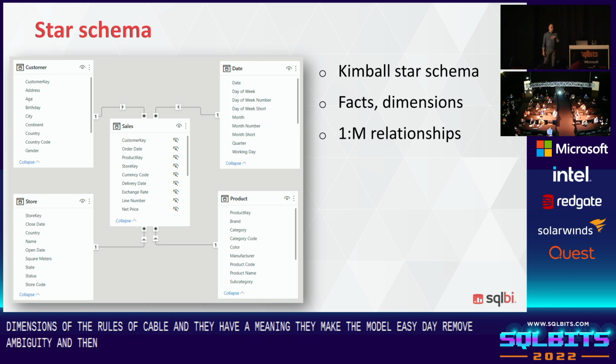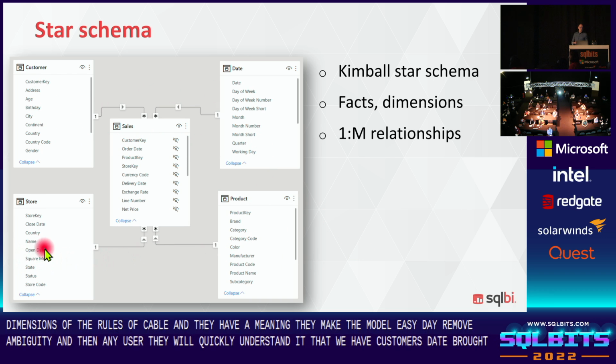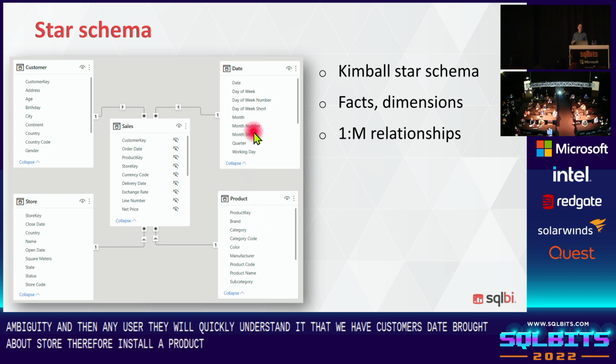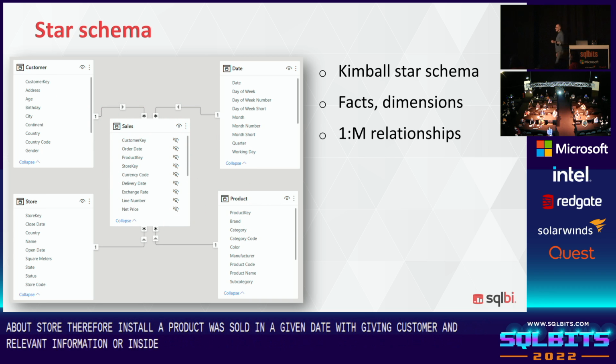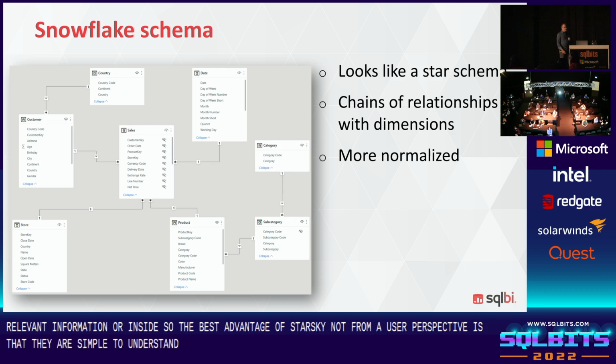If you show this model to any user, they will quickly understand it, that we have customers, date, product, and store. Therefore, in a store, a product was sold on a given date to a given customer, and relevant information is in sales. So the best advantage of a star schema from a user perspective is that it is simple to understand. Sometimes people create slightly different models.